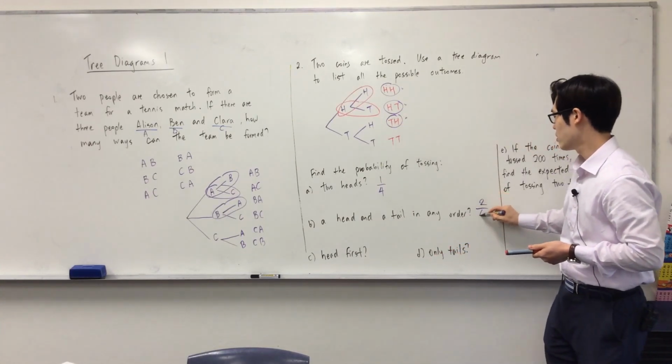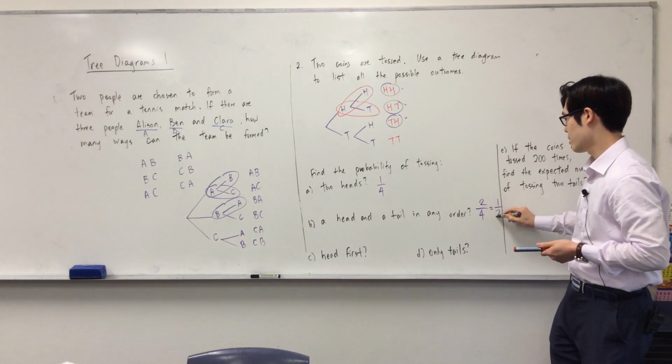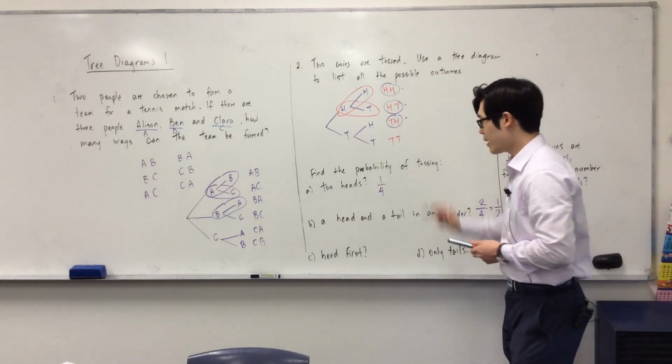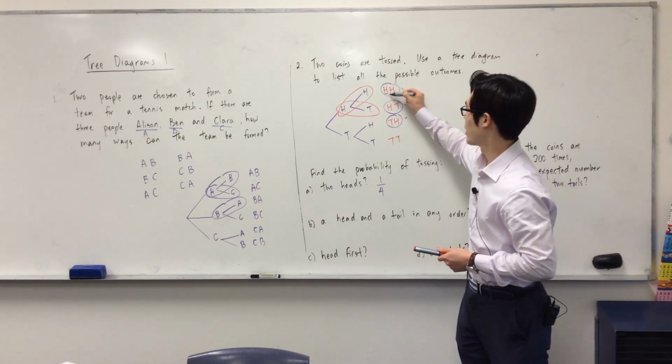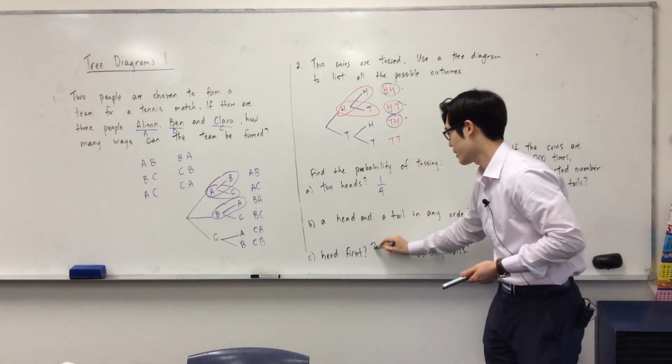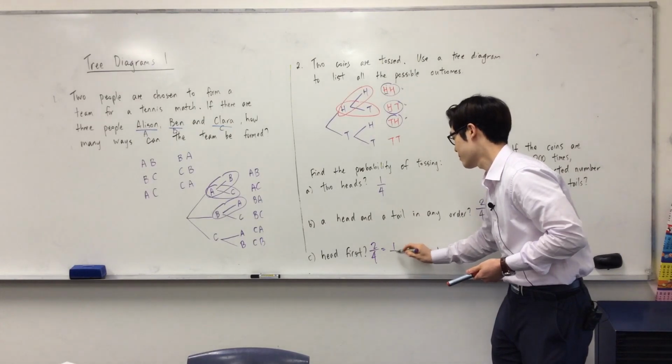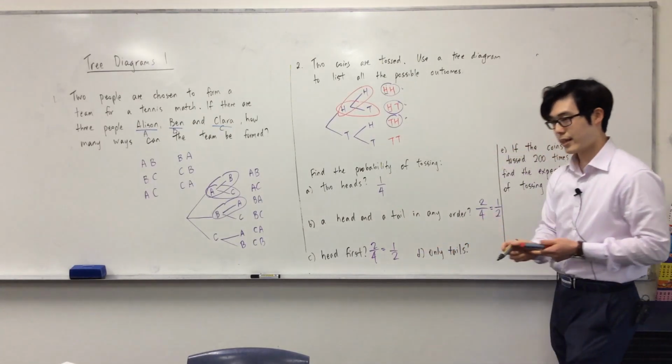2 out of? Yeah, which is the same thing as 1 and 1. Half. Yep. Head first. So how many of these start with H? 2. 1, 2. That's right. So once again, that's 2 out of 4. That's a half. Yep.